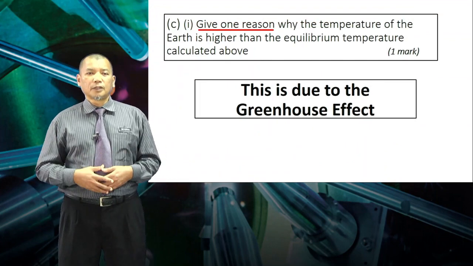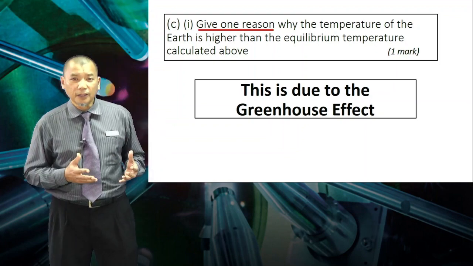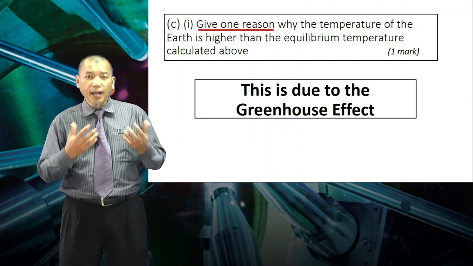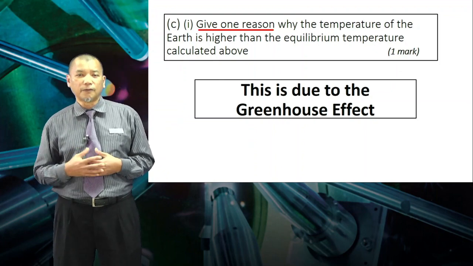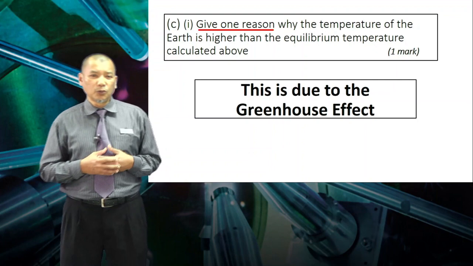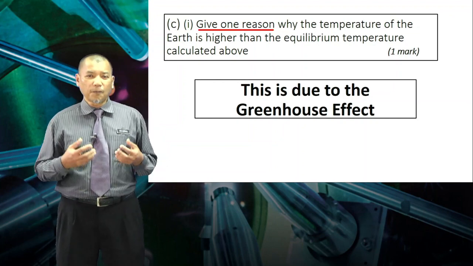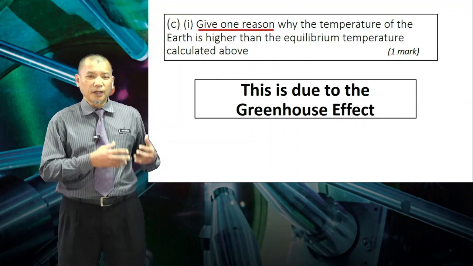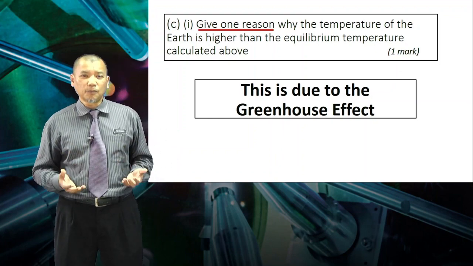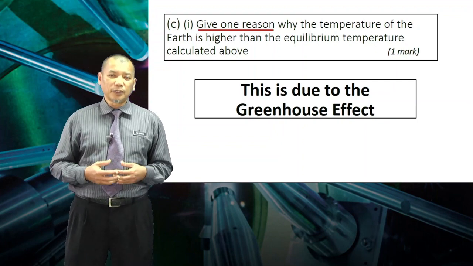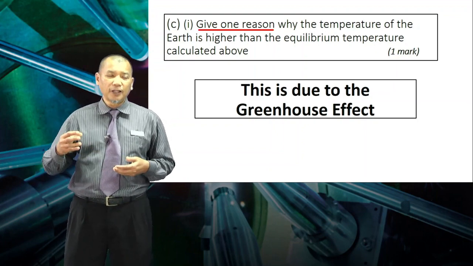And lastly, give one reason why the temperature of the Earth is higher than the equilibrium temperature calculated above. All this is due to the greenhouse effect. What is the greenhouse effect? The greenhouse effect is a process by which thermal radiation from the Earth's surface is absorbed by atmospheric gases, which act as a black body and re-radiate it back to the Earth's surface. This process will increase the temperature of the Earth's surface.